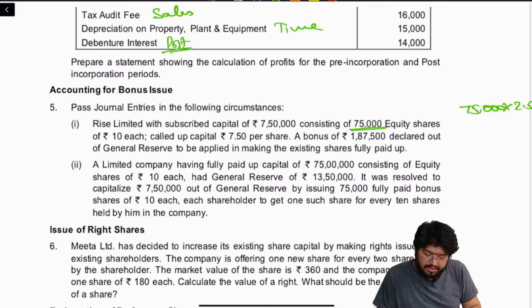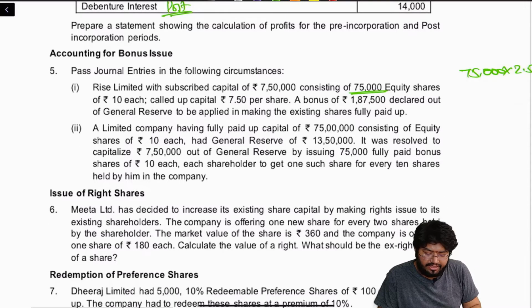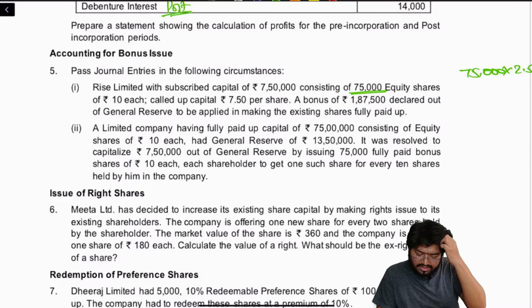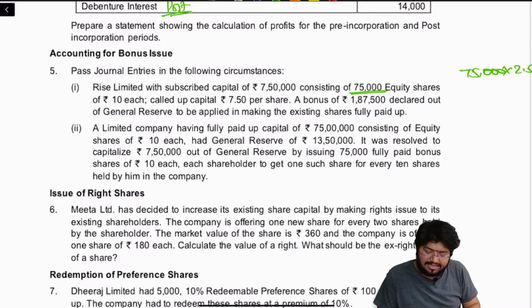Second part. A limited company having fully paid up capital of 75 lakhs consisting of equity shares of 10 each had general reserve of 13,50,000. It was resolved to capitalize 7,50,000 out of general reserve by issuing 75,000 fully paid bonus shares of 10 each. Each shareholder to get one such share for every 10 shares held by him in the company. Now what would you do?